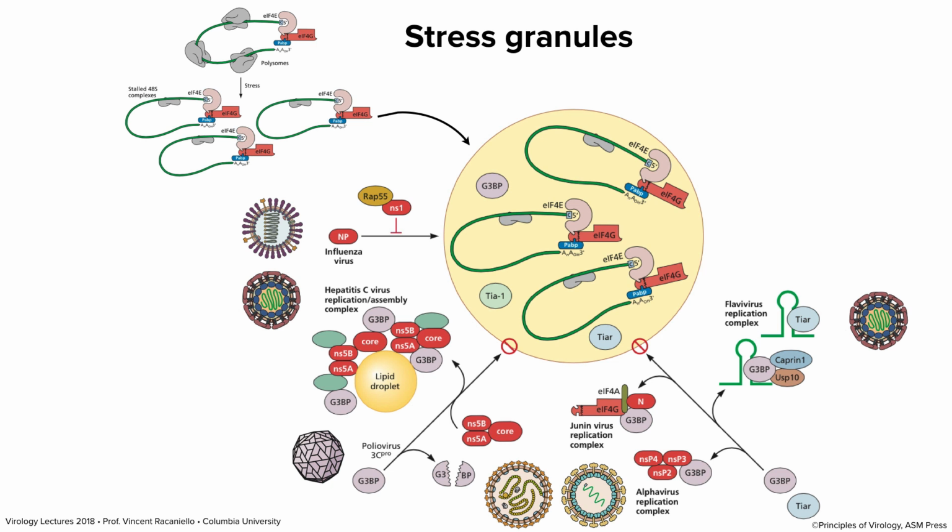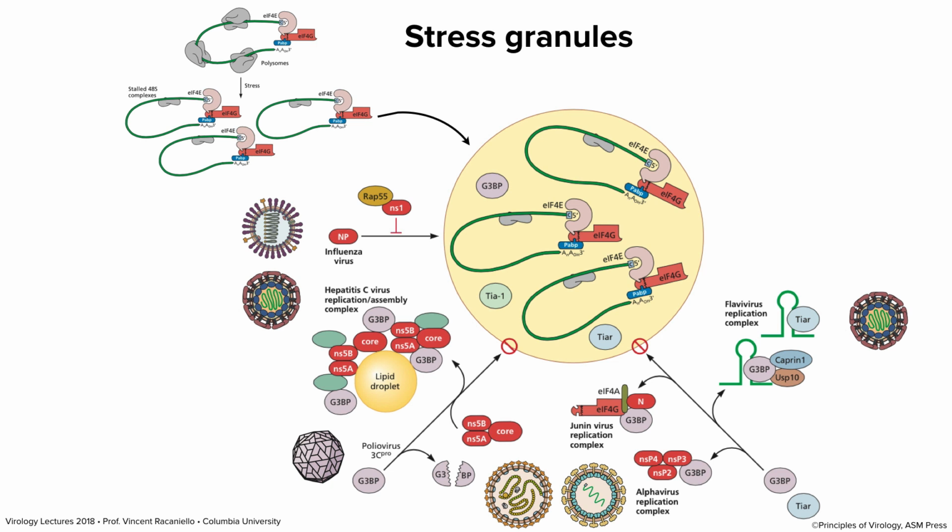Of course, as you might guess, viruses have evolved ways to get around this, and some of those are shown here. Very common theme in all these viruses. They bind components of stress granules and prevent their formation. Here, hepatitis C virus is actually binding G3BP, which is a component of the stress granule, and using it for its replication complex. We're going to see in a moment that hep C replication and assembly complexes occur around lipid droplets, and the proteins that make up those include G3BP.